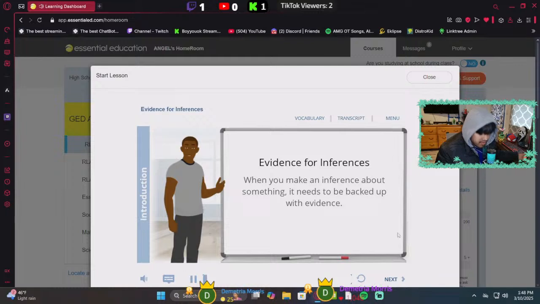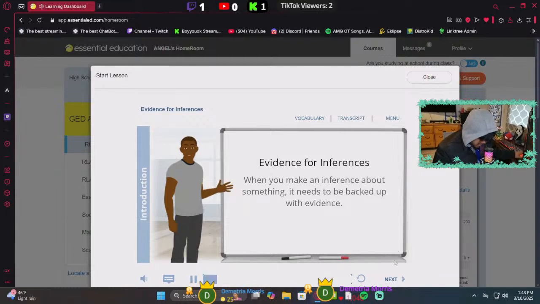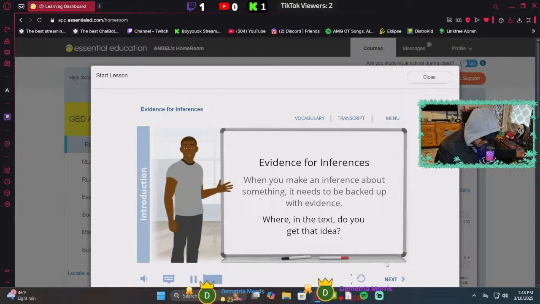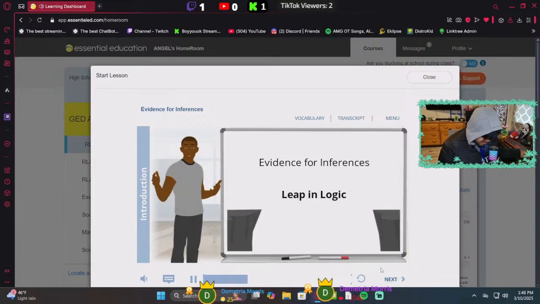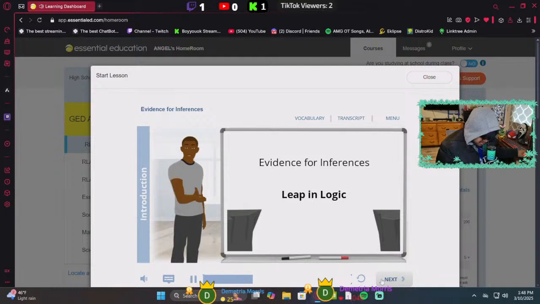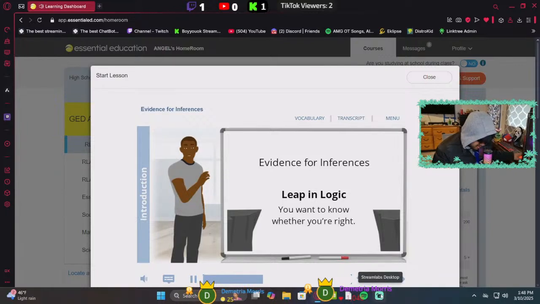When making an inference about something, it needs to be backed up with evidence. Pretty straightforward, right? Where in the text did you get that idea? The better you are at finding evidence, the better your reading and analysis skills will be. Evidence is a big deal because you're making a leap in logic when you're making an inference, whether it's a big inference or a small one. And you want to know whether you're right.